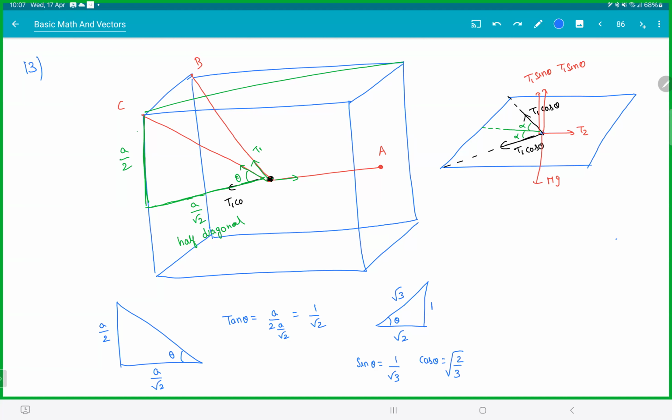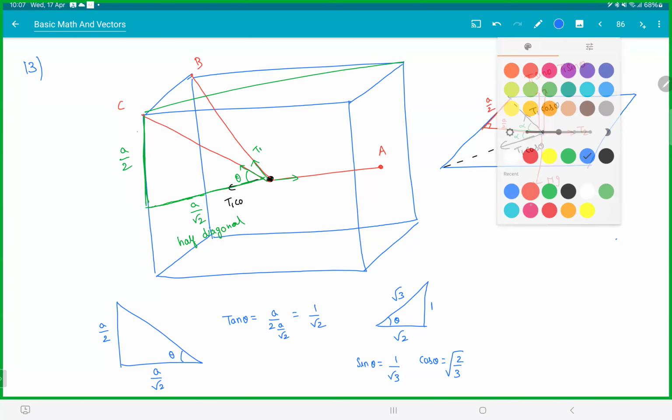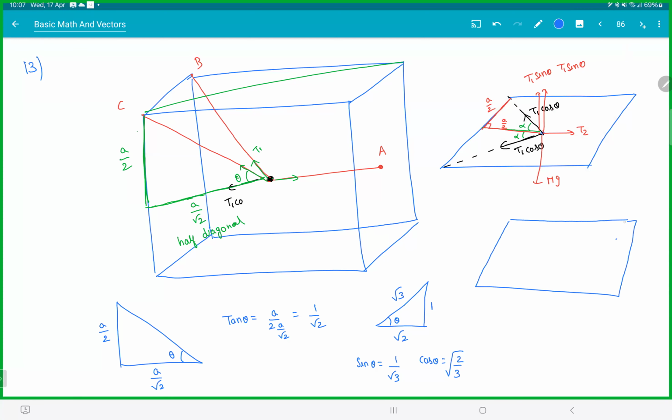What is alpha? What is this angle here, alpha? What is this side here? A by 2. And what is this here? Half side, no? A by 2, isn't it? So if you look at that again, alpha is 45 degrees. So from the center, this is A by 2, this is A by 2, this is A by root 2. You can take however you want. This is alpha. Tan alpha is 1. Alpha is 45 degrees. There, you got everything. Clear?